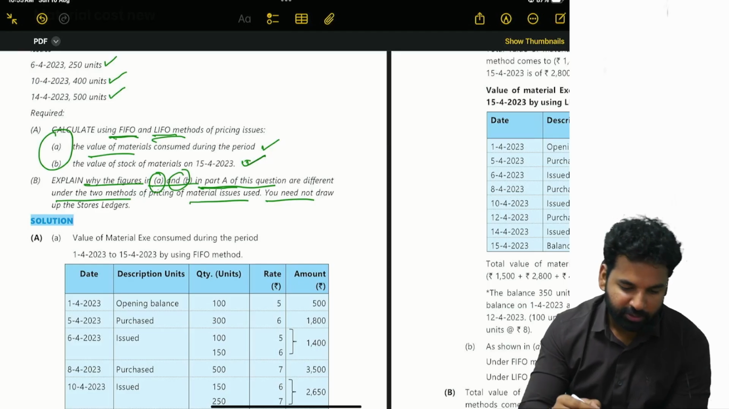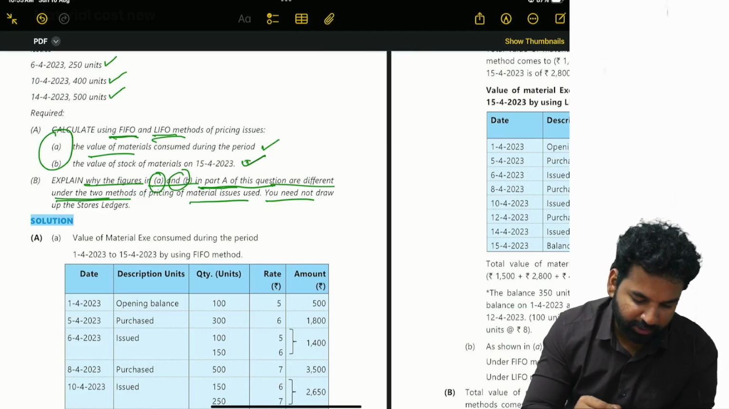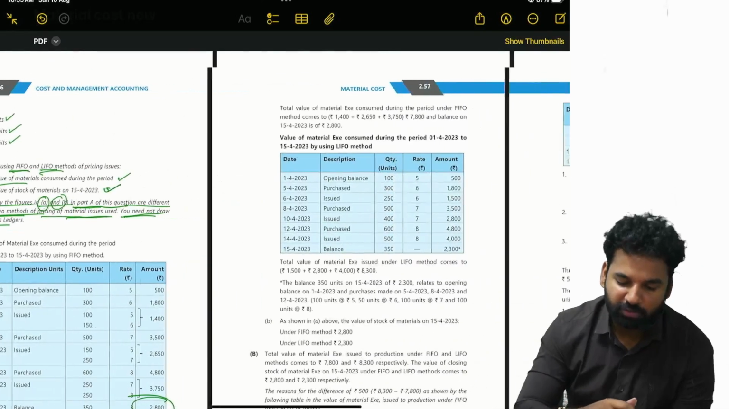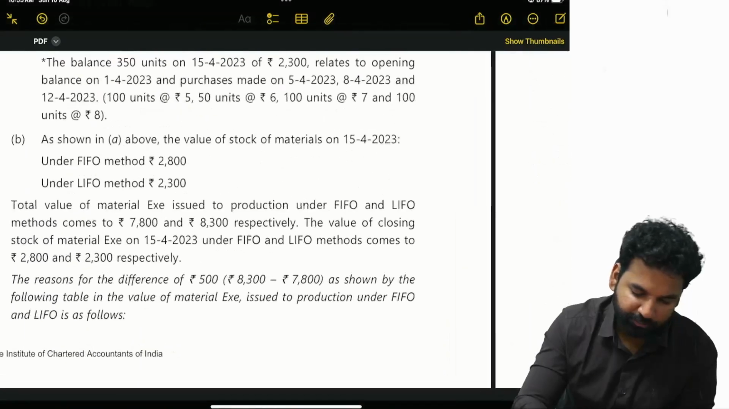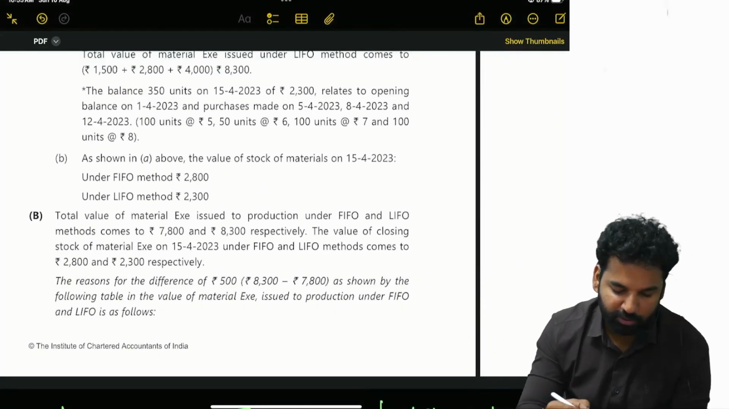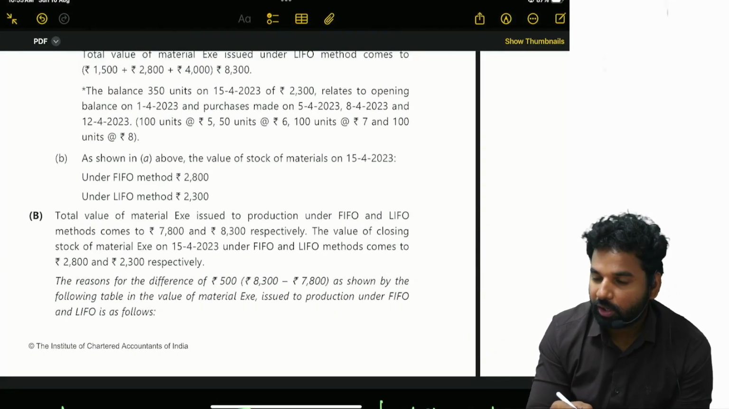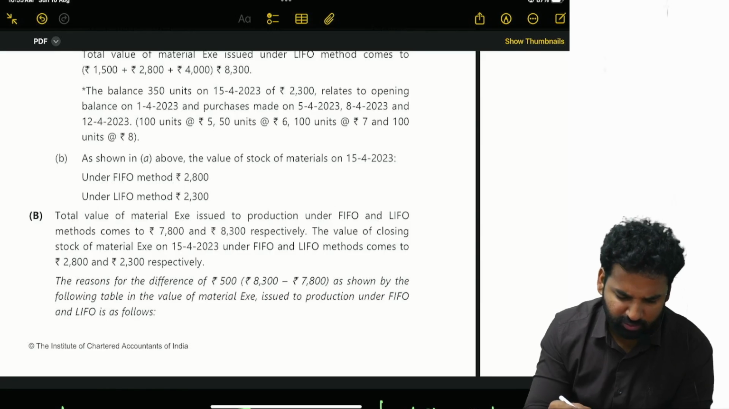They are asking why the difference is coming under the LIFO method and the FIFO method. In part A of this question, you need not draw the stock levels there. So why is the difference coming? The difference is coming due to the methods of valuation.